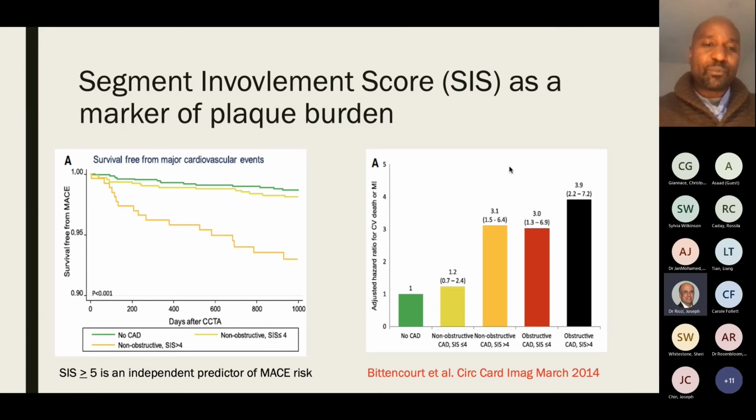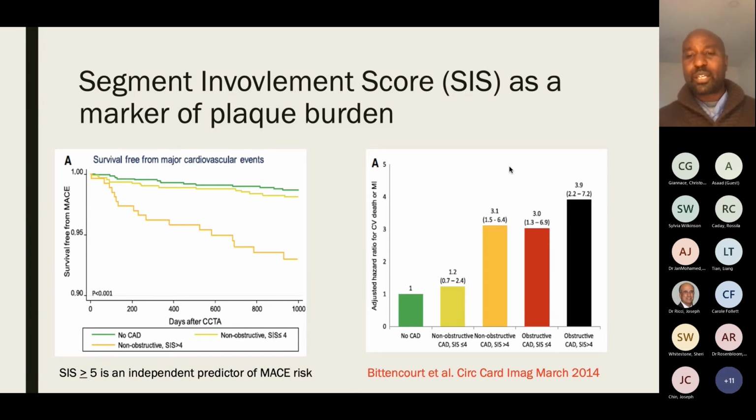You've got people with extensively mild plaque, so this is all non-obstructive, and what you see is that the event-free survival was much worse when the segment score was greater than 4. So if you had extensive plaque, even if it's non-obstructive, you did much worse than the people who had either no plaque or just mild plaque that was limited to less than 5 segments.